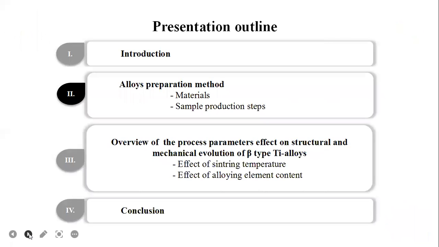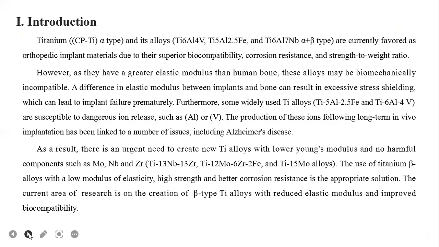My presentation is divided into four main sections: introduction, alloys preparation method, overview of the process parameters effect on structural and mechanical evolution of beta-type titanium alloys, and finally, conclusion.